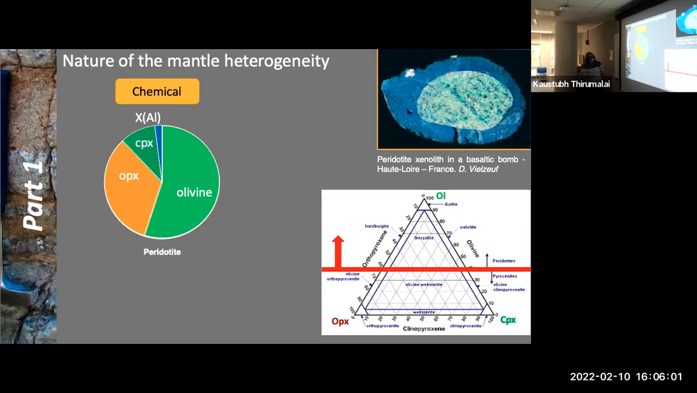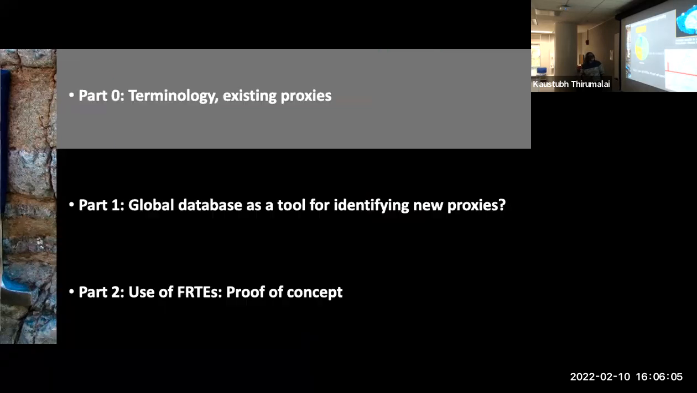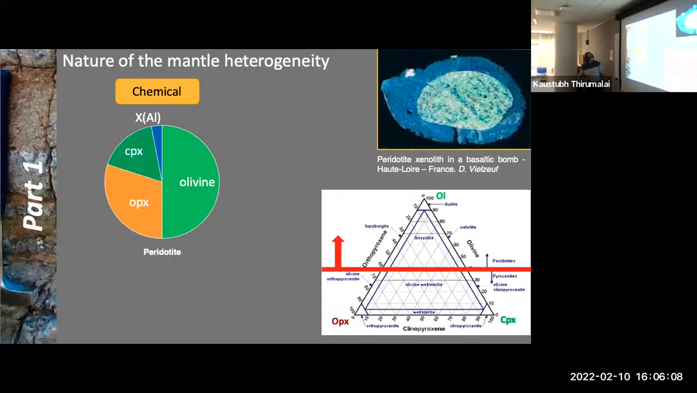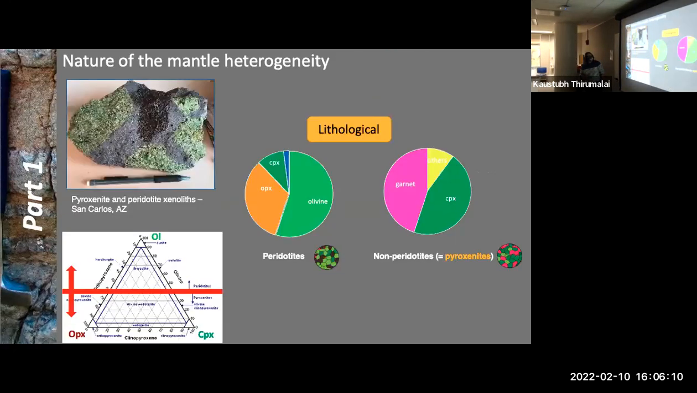So we stay on this top part of the Stein-Mason diagram. The second school is to consider that we have lithological heterogeneity, and so that we have different types of rocks that are present in the mantle. And so, just to clarify, pyroxenite is a term that I'm going to use today to talk about anything that is not a peridotite.